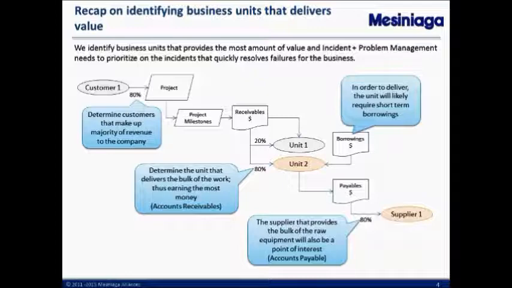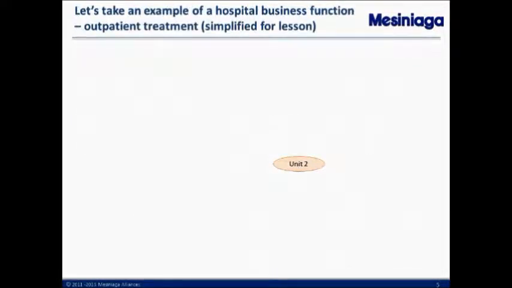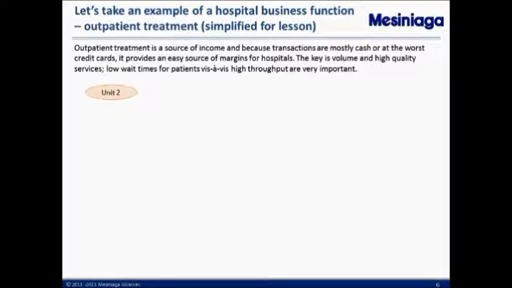Thirdly, you may also need to look at the borrowings that are required for the business unit to do the work. Alright, now let us focus more on the business unit at hand, which is, for the purpose of argument, Unit 2. And we're going to use a real-world example of a hospital. A hospital consists of many business functions, and one of them is outpatient treatment. The key to success is volume and high quality of services.